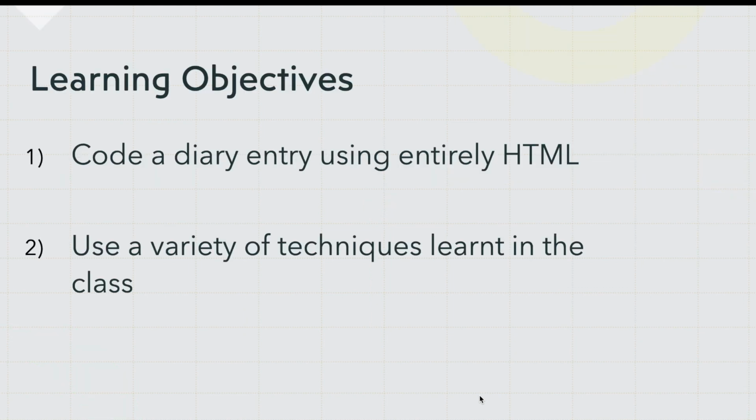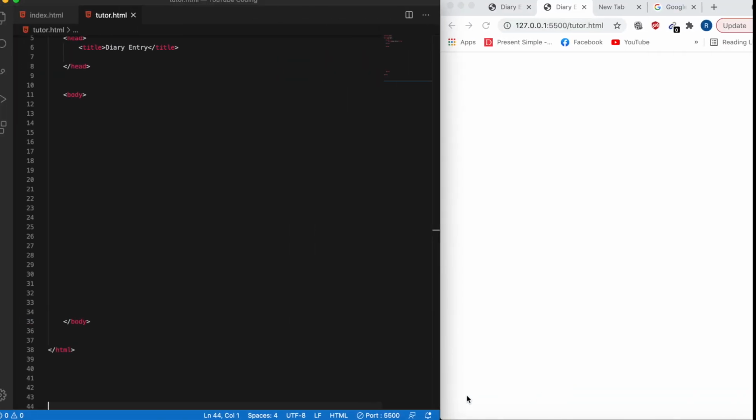So the learning objectives of this lesson are to: 1. Code a diary entry using entirely HTML, and 2. Use a variety of techniques learned in this course. So it's very exciting. We're finally going to code live a real diary entry using just HTML. Okay, so let's jump into the code.